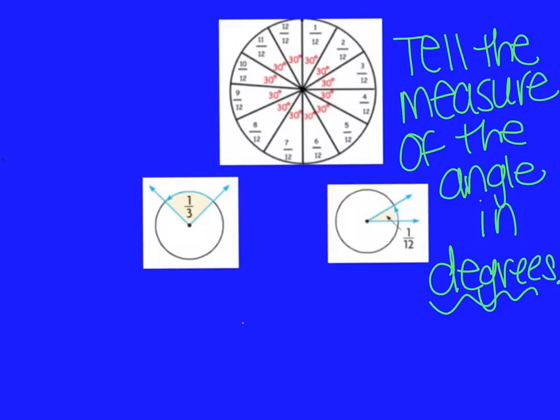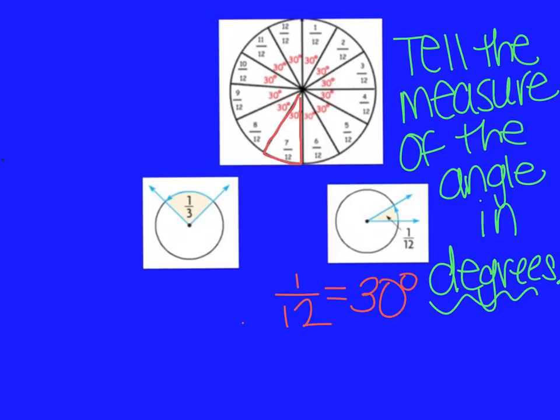The first one we're going to take a look at is on the right-hand side, and it says 1/12. They want to know the measure of the angle in degrees. And this one's quite easy because our circle is already broken up into 12ths. So I know that 1/12 of this circle is worth 30 degrees. So I know that 1/12 equals 30 degrees.